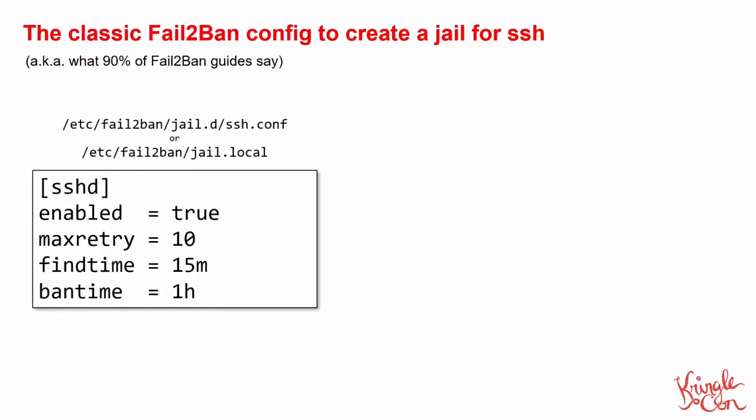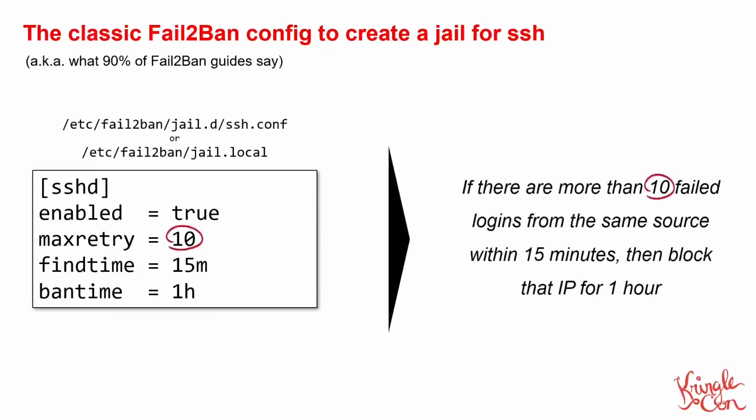Now, there's plenty of guides already out there on the internet that explain how to set up a basic Fail2ban instance. In this case, a jail to protect the SSH service. You just need to create a config file in the right location with these parameters. The most important is enabled equals true, otherwise Fail2ban won't start this particular jail. The others relate to how much activity constitutes a ban and for how long a ban should last. In this case, if there are more than 10 failed logins from the same source IP address within a 15-minute period, then that IP address should be blocked for a period of 1 hour.